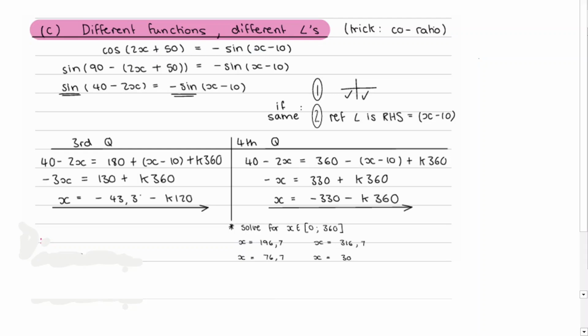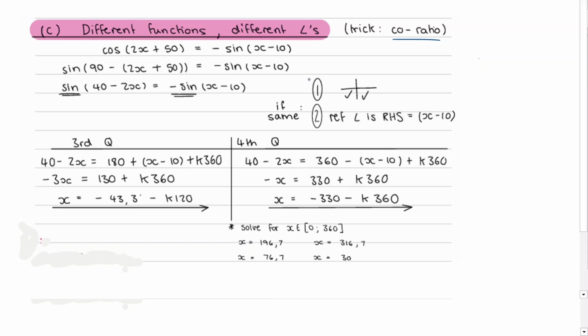And so the way that we get out of this mess, where we've got different functions, sine and cos, and we've got different angles, is we just do co-ratios. And so it doesn't matter which side you do the co-ratio to. For the purpose of this video, I'm changing cos into sine 90 minus, carefully in brackets, whatever's there. And then that will just simplify to be sine of 40 minus 2x.